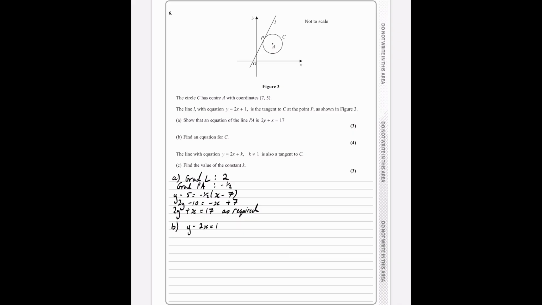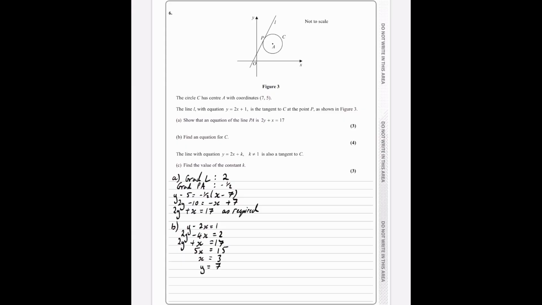For B, to work out the equation of the circle, well, we're given the coordinates of A, the centre of the circle, so we know those already. We want to work out the coordinates of P, so I'm going to solve the 2 lines we have, the line passing through PA and the line L simultaneously. Any number of correct ways of doing it. If you end up with x equals 3 and y equals 7, then you've carried that out correctly. And so the point P is 3, 7.